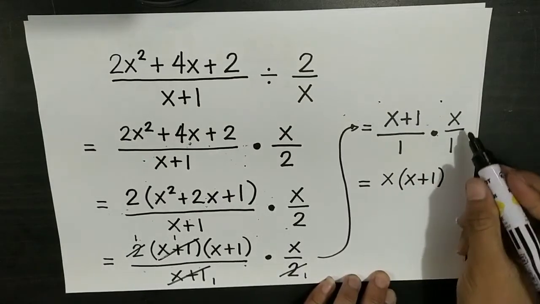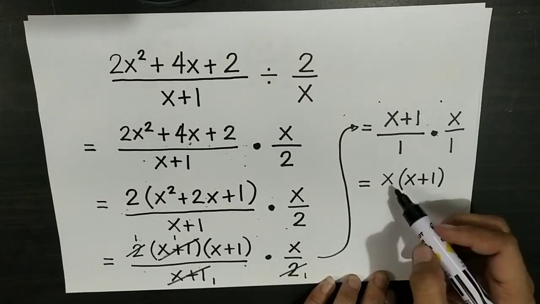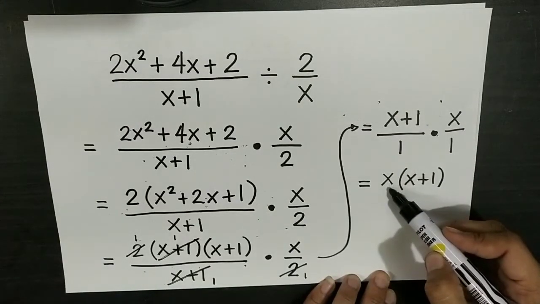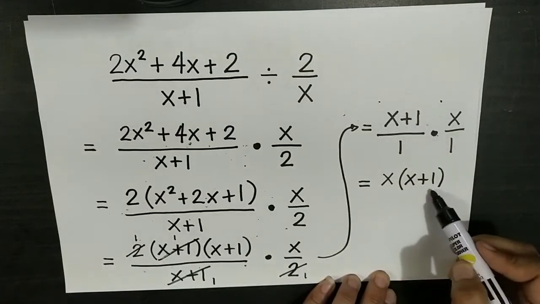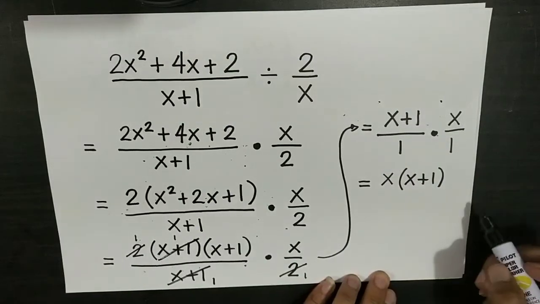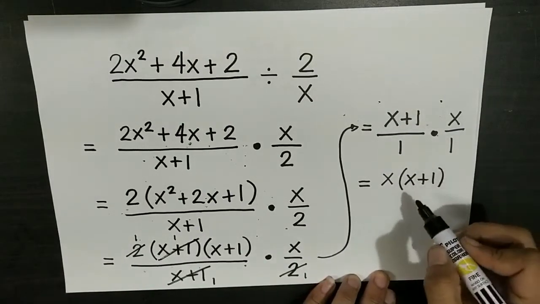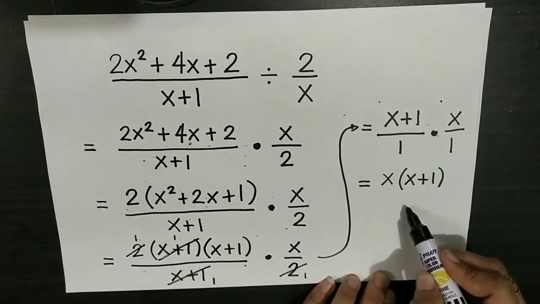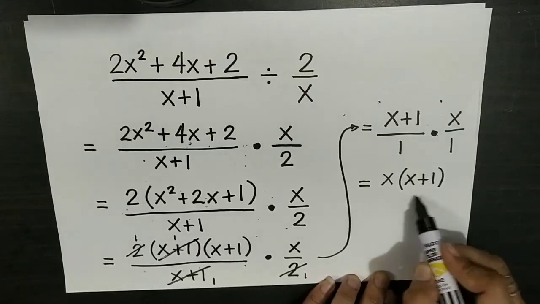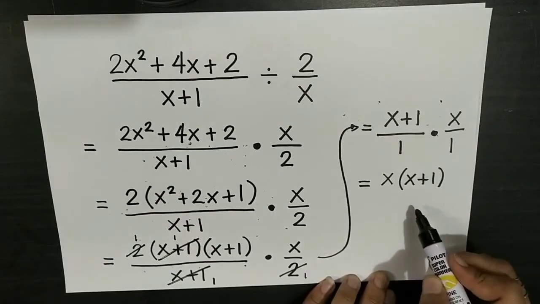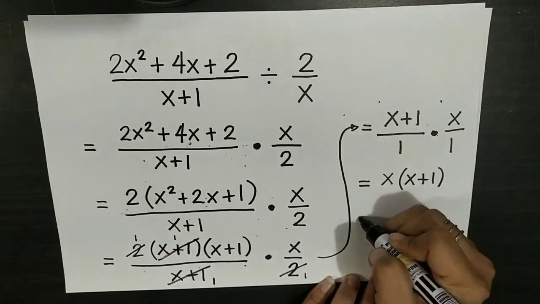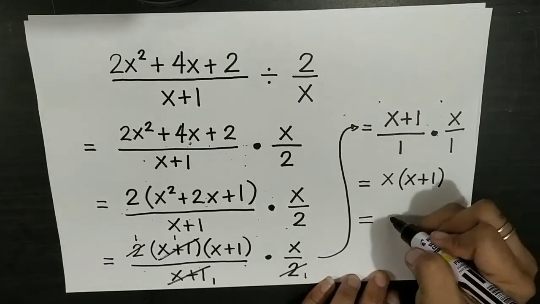I usually write the monomial first before the binomial and other polynomials, so as not to confuse my students. Then 1 times 1 is 1, so we don't need to write all over 1 here, because the answer is still x times x plus 1. But we have to simplify this.